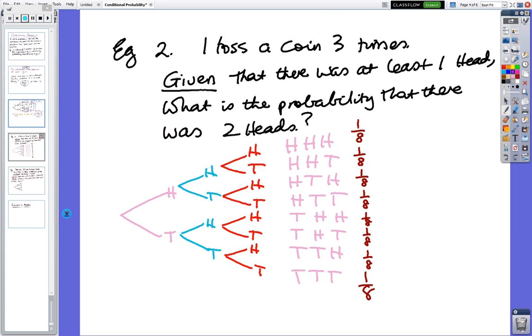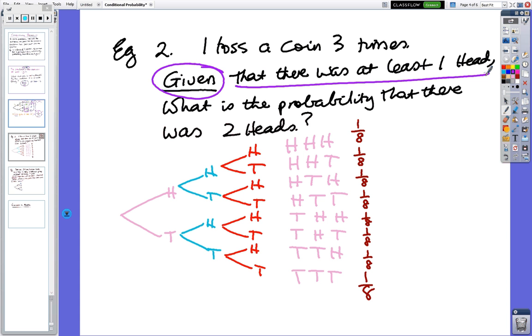Okay, so we're back. We're looking at another example. We've done this tossing a coin before. The question is, I toss a coin 3 times. See the word given? Given that there was at least one head, what's the probability that there were 2 heads? So what you have to do is work out what outcomes you can't have. The condition is that there's at least one head. So which of those 8 outcomes can you have? Just talk with your partner and cross out the outcomes that you can't have.